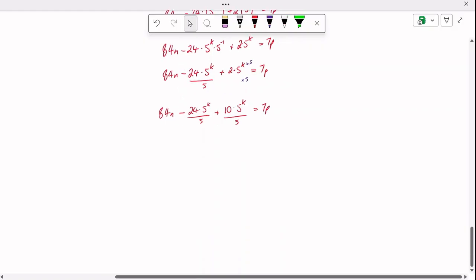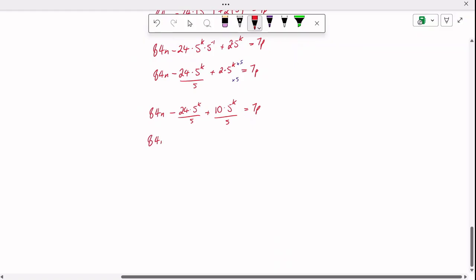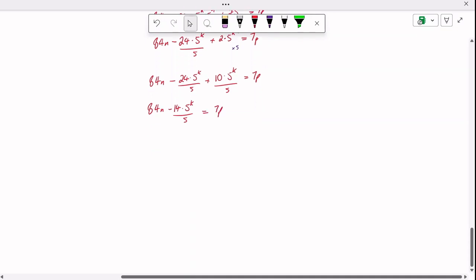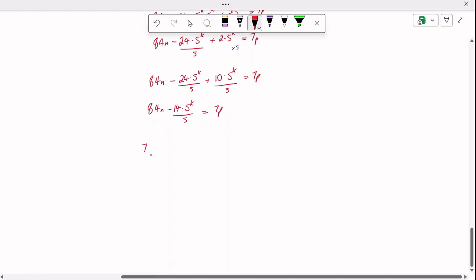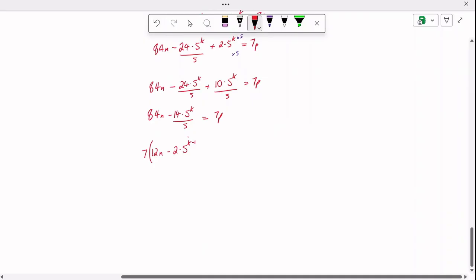Negative 24 plus 10 is going to give me 84n take 14 times 5 to the k on 5 equals 7p. And straight away I can see that I've got my common factor of 7 here. So 7 times 12n minus 2 times 5 to the k. Now you can leave it as 5 to the k on 5, or if you want to turn it back into a k take 1, you can definitely do that. Either one's fine, completely okay. Equals 7p, and I'm done.